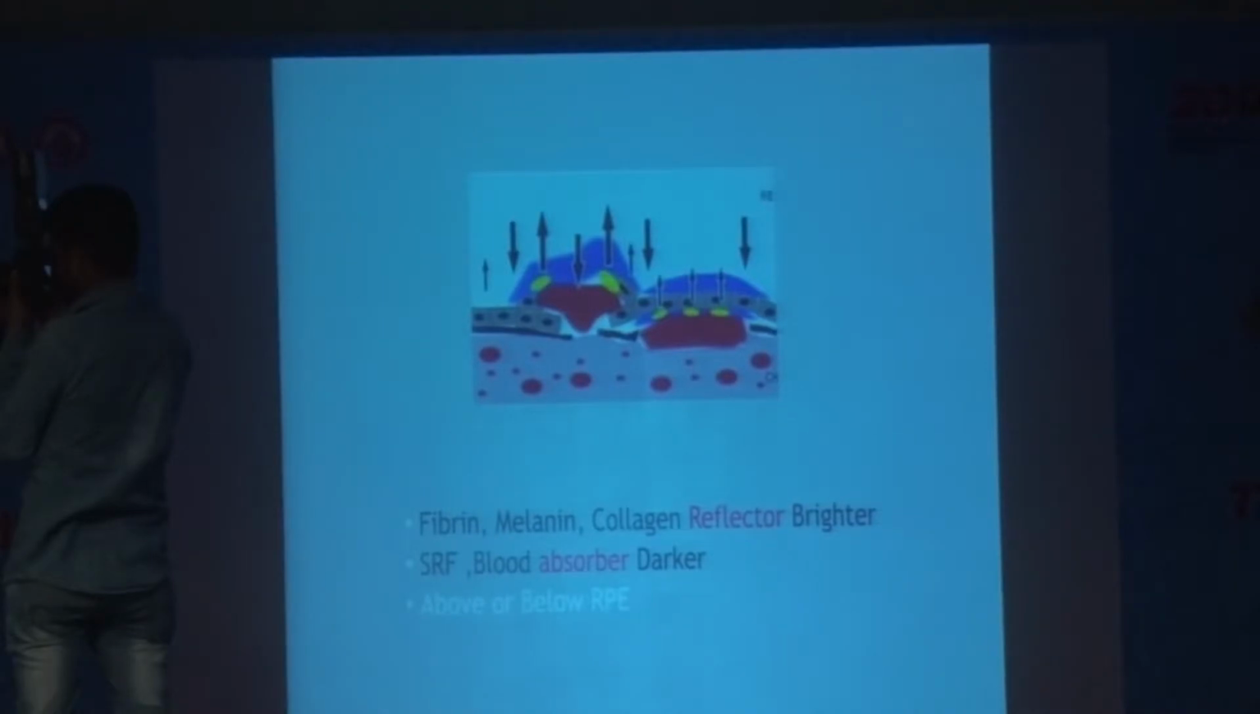This is probably one of the important slides of the presentation. One needs to remember that fibrin, melanin, collagen, etc. are reflectors of infrared light, so they are seen as hyperreflective bodies, and subretinal fluid, blood, etc. are absorbers of infrared light, so they are seen as darker areas. Again, the level of reflectance depends on whether the lesion is found below or above the retinal pigment epithelium. Because the retinal pigment epithelium has a lot of melanin, it is bright, a reflector of infrared light.